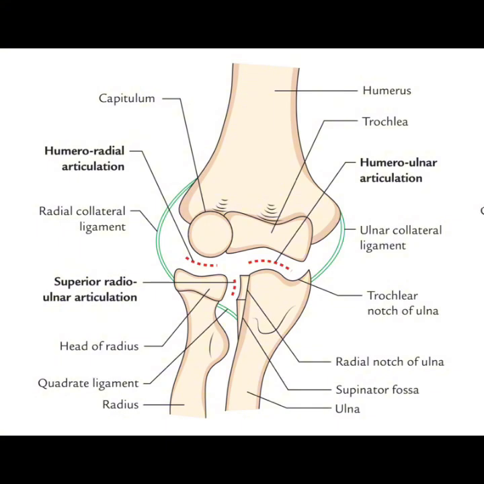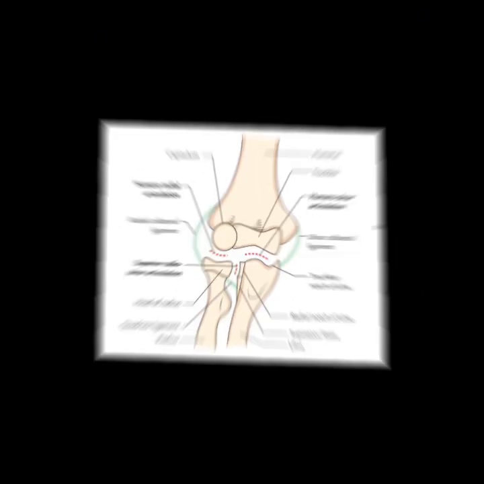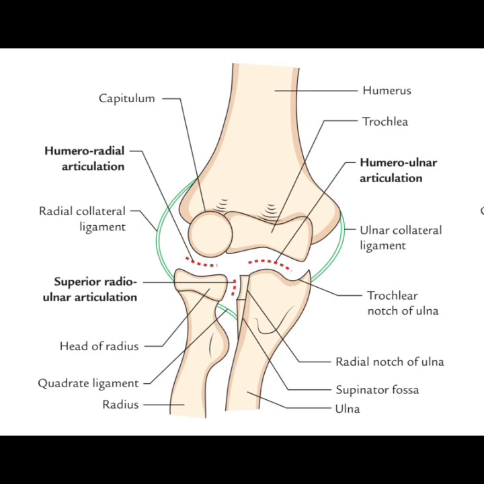Now the articulating surface. First of all, the lower end of the humerus has two things. It has a capitulum and it has a what? A trochlea. A capitulum and a trochlea. The capitulum of the humerus articulates with the head of the radius. So the capitulum of the humerus will form what we call the humeroradial joint. The capitulum of the humerus and the what? The head of the radius bone. So this one forms the humeroradial joint.